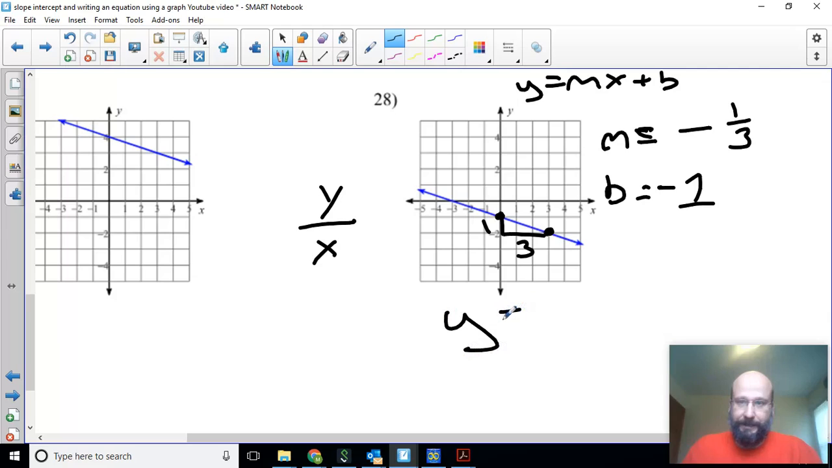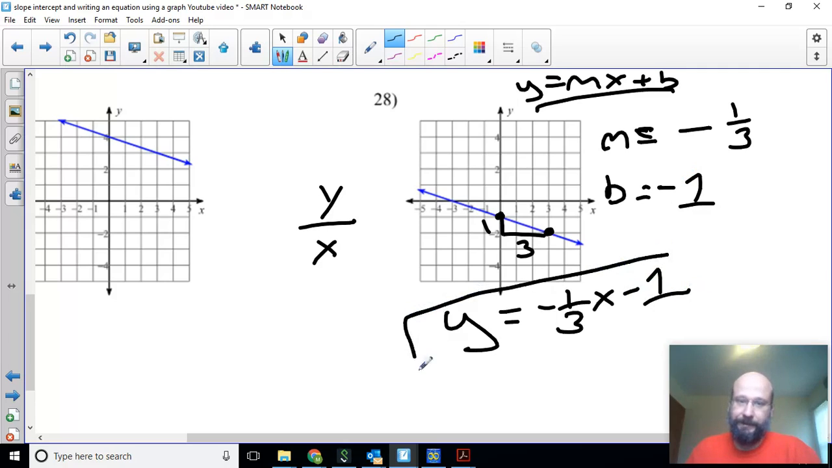So I have my m and I have my b. So I'm going to use this formula, this format, this equation. So y equals -1/3 for my m, x. And then for my b, I'm going to use -1. And that's my answer. Hopefully you remember it from class, and this is all for you.